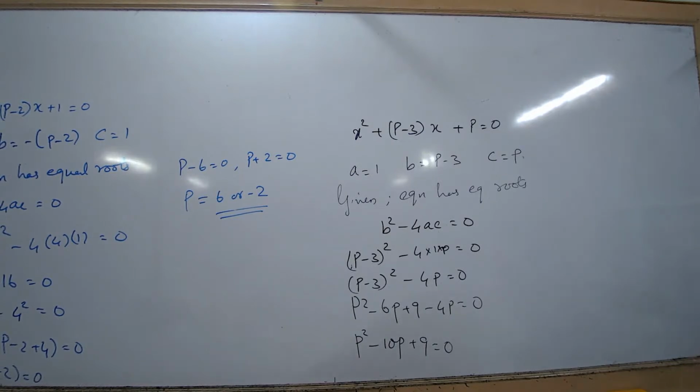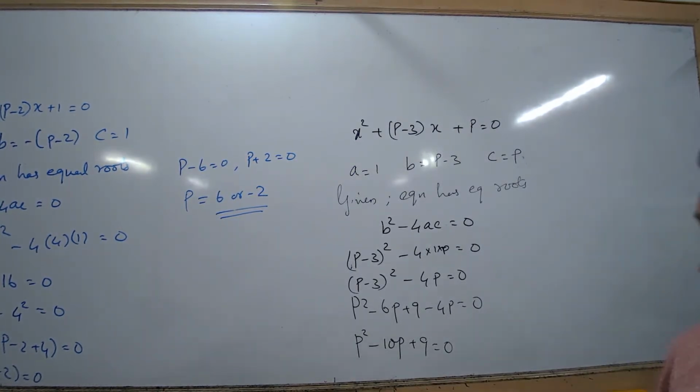Check the steps. Then split the middle term. Did you get till here? Yes. So, do you know how to split it? You have to find two numbers whose product is equal to 9 and sum is equal to minus 10. That is splitting the middle term.